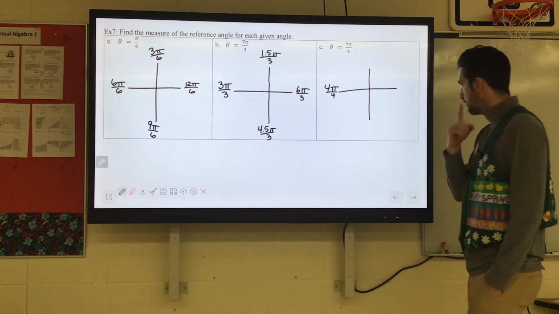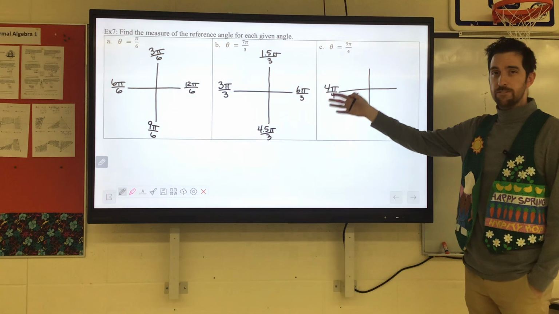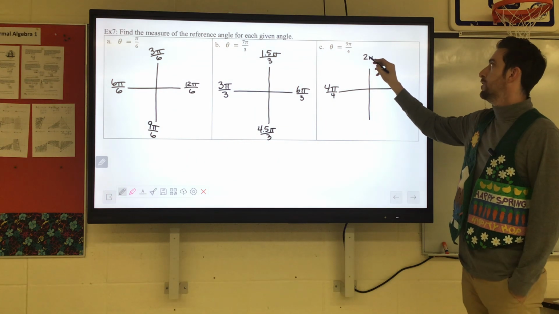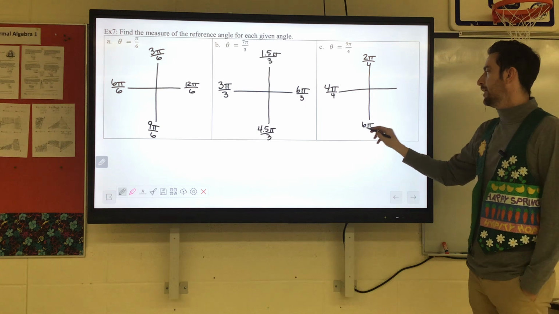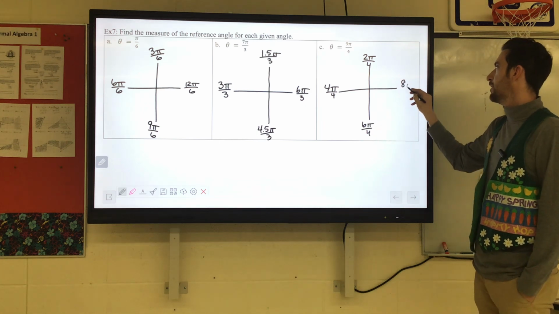Cool. Here we're going by fourths, right? So half of that would be 2. 2 pi over 4. 2 pi, 4 pi, 6 pi over 4, 8 pi over 4.